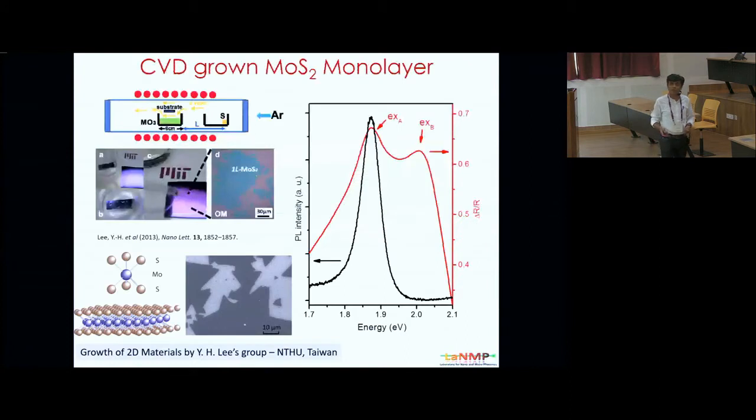So we went ahead and did some experiments right away. In the first set of experiments, we took molybdenum disulfide that was grown by Yizhen Li's group. These are CVD grown, which is why you see these large triangular flakes. This is the differential reflectivity showing the two excitonic resonances, and this is the photoluminescence of this material, coming from exciton A.